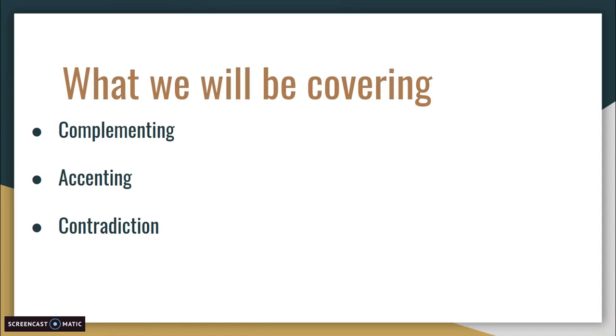And what we'll be covering today, the three different nonverbal cues that we're going to be talking about are complimenting, the second is accenting, and the third is contradiction. All three of these types of nonverbal cues are ways that we can monitor ourselves, or tools that we can use to understand exactly what message is being shown to us. And these different functions are going to be covered in the next couple of slides.